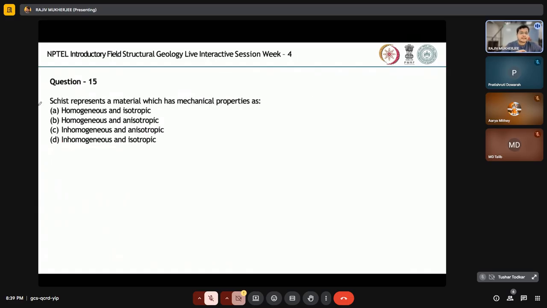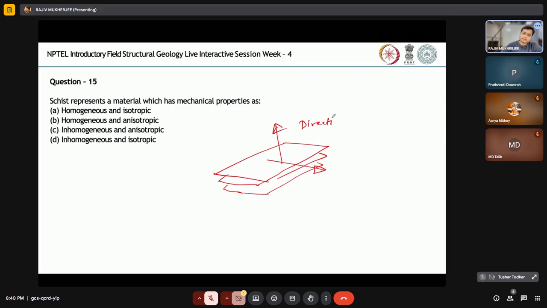So the next question says, a schist represents a material which has a mechanical property as: Option A, homogeneous and isotropic. Option B, homogeneous and anisotropic. Option C, inhomogeneous and anisotropic. Option D, inhomogeneous and isotropic. So it is quite easy: foliations are anisotropic planes. So they have a directional anisotropy. Directional property.